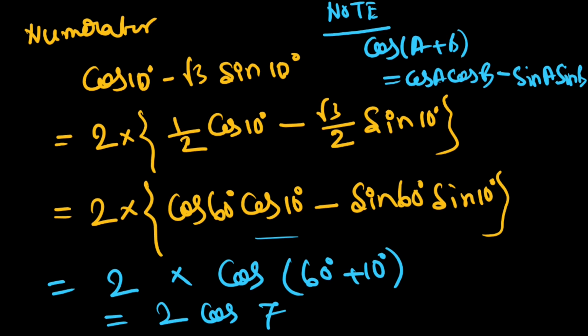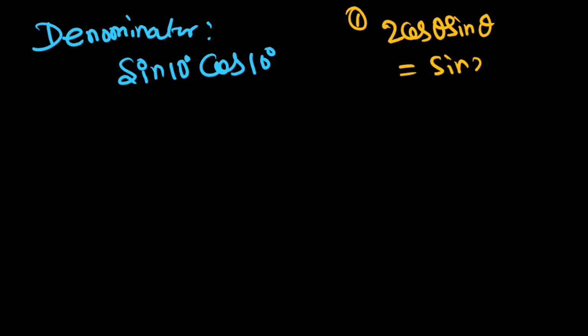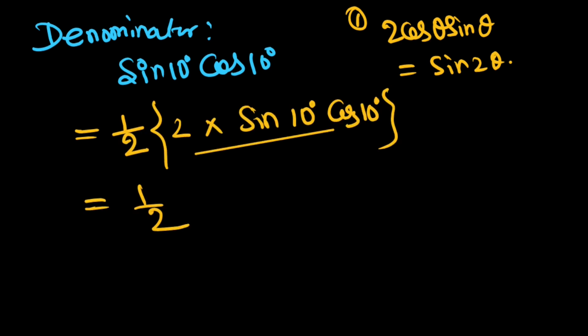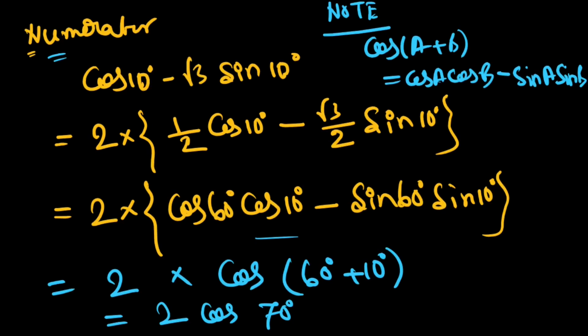Now denominator is sin 10 degree cos 10 degree. We use this formula, 2 cos theta sin theta is equal to sin of 2 theta. Here we adjust 2, so 2 sin 10 degree cos 10 degree, that is, half value is sine of 2 times 10 degree, that means 20 degree. So we got separately numerator value and denominator value.